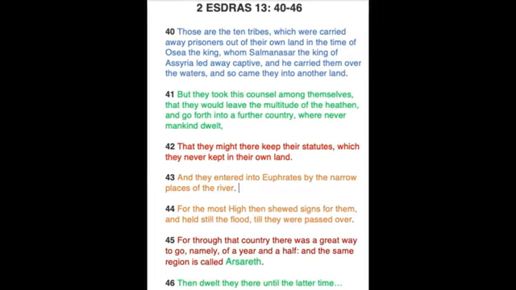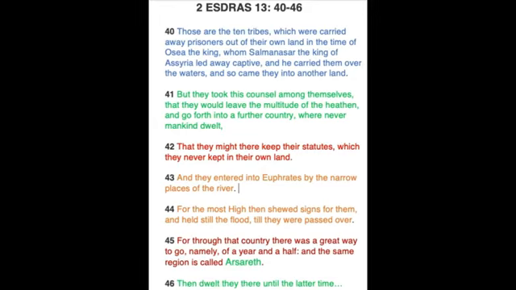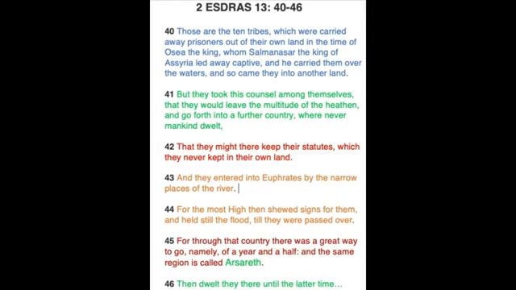For through that country there was a great way to go, namely of a year and a half, and the same region is called Azareth. Then they dwelt there until the latter time.